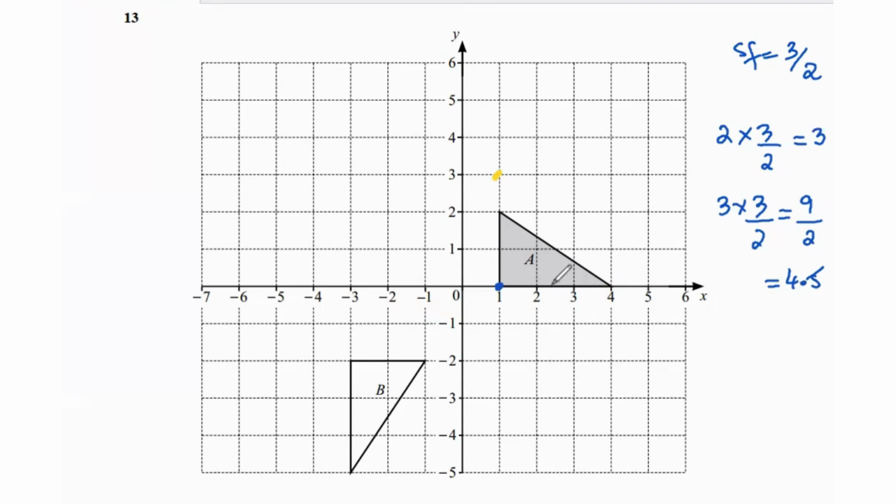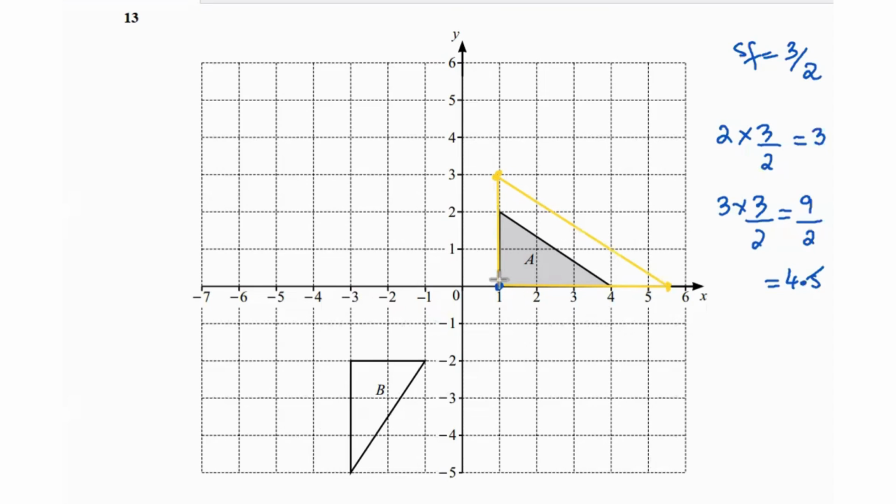This length is becoming 4.5, so it's going to be over here. So now if we connect the shape, this is our enlargement of the triangle A using the scale factor 3/2. This point is shared commonly with both the shapes because the center of enlargement is on the shape. So that's why it's going to be on the enlarged shape as well.